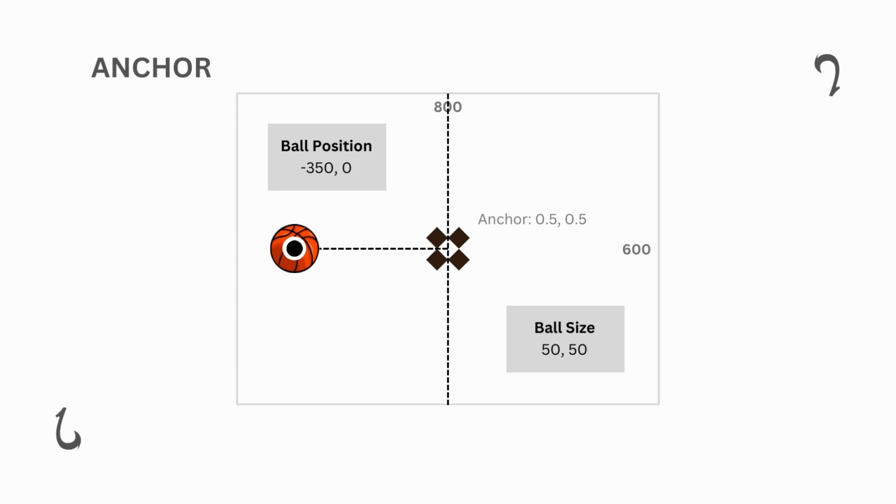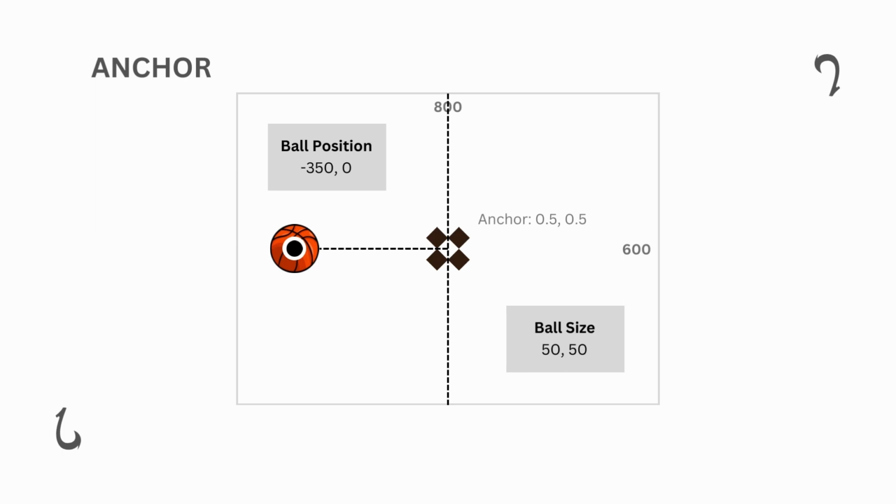And the ball position follows from the anchor point. That's why the x become minus 350 because 400 is the center and it's 350 to the left. That's why it's become minus. And 0 for y because it's exactly on 300.